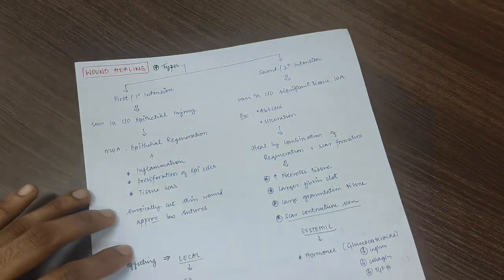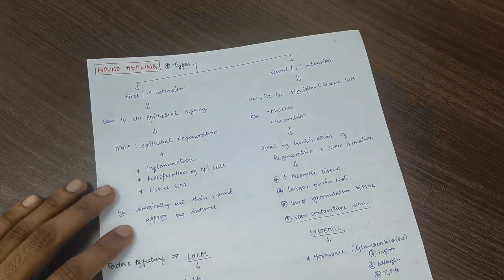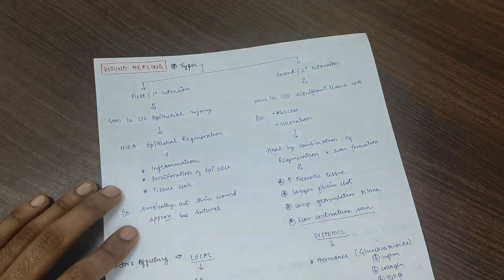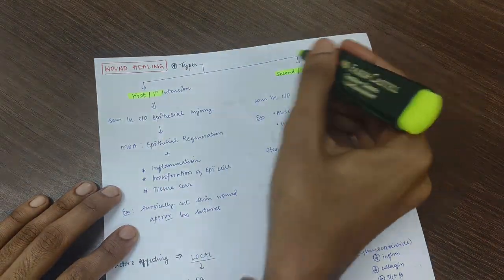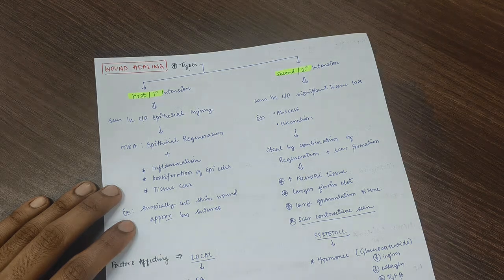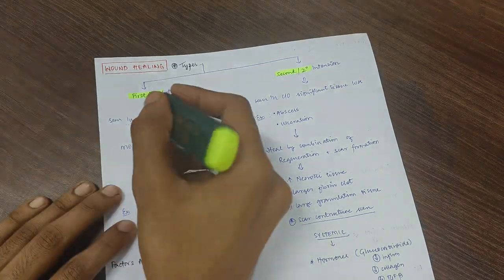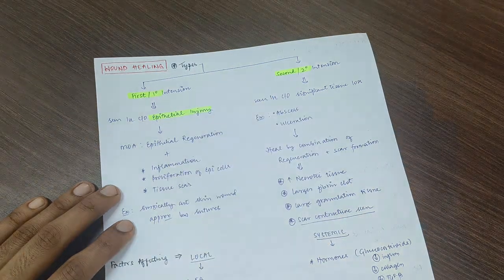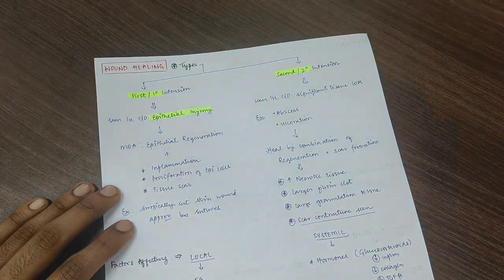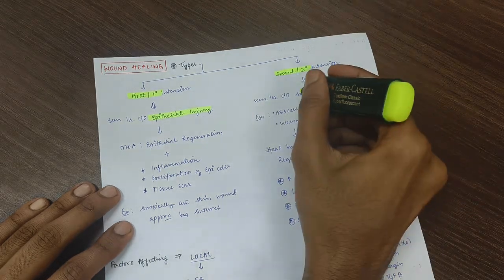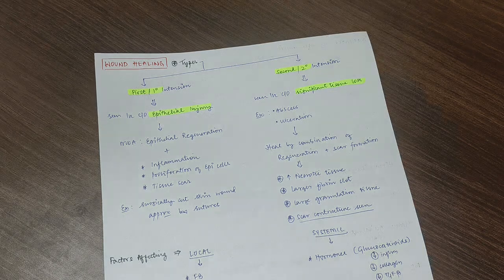Next, coming to wound healing. There are two types: healing by first intention and healing by second intention, that is primary and secondary. First or primary intention healing is most commonly because of epithelial injury, where just the epithelium or the outer surface is damaged, whereas in case of secondary, significant tissue loss should be present for secondary intention to set in.